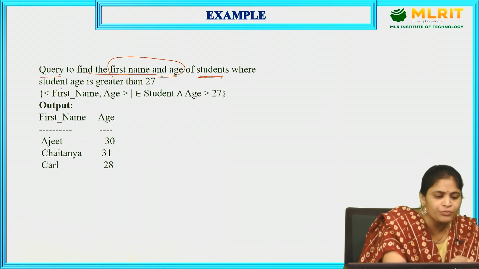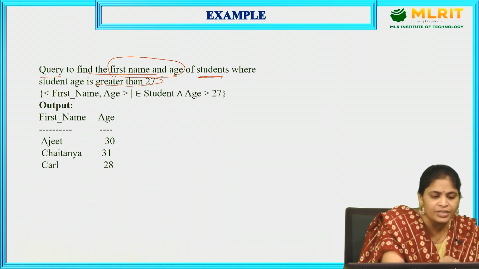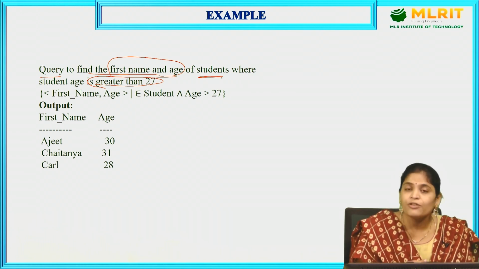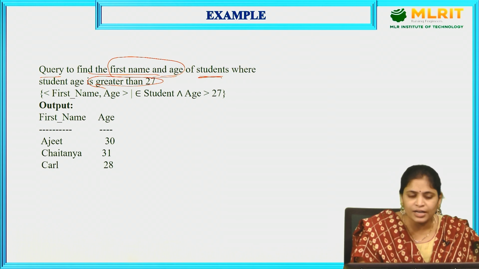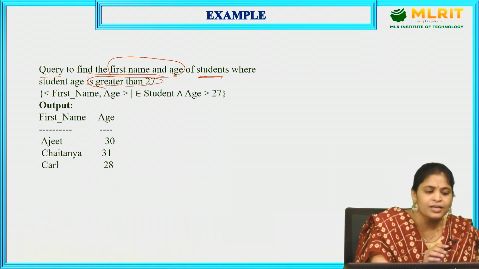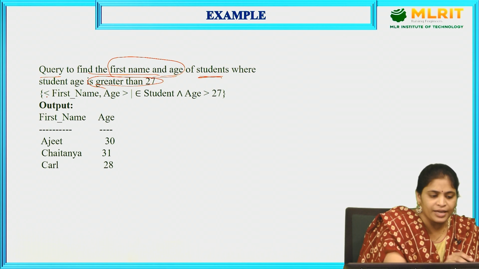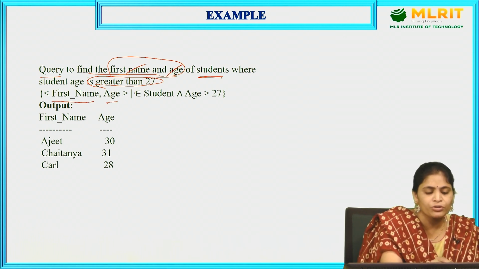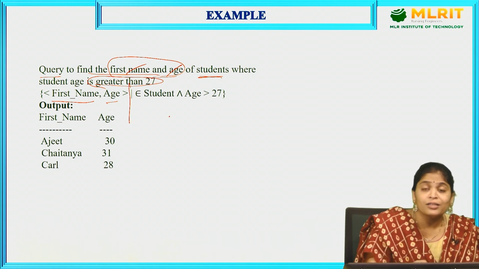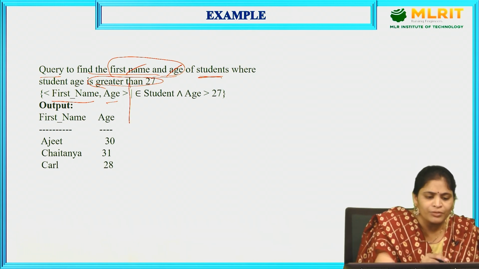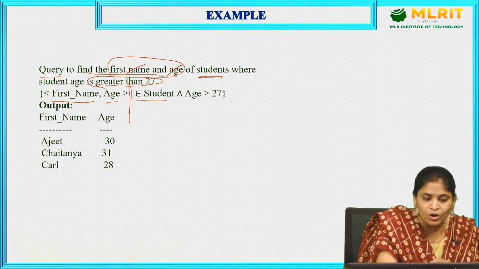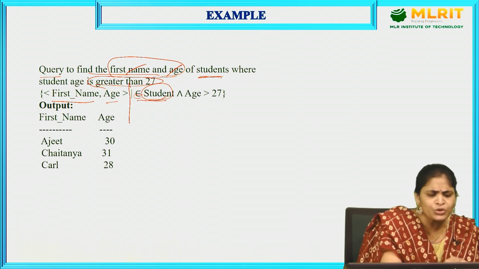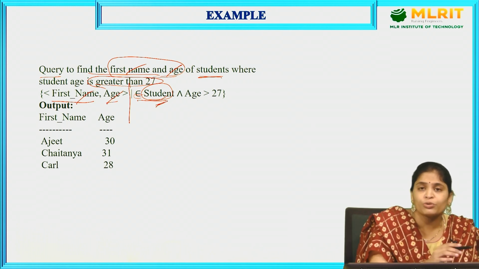What is the condition here? Student age is greater than 27. What are the columns that I am going to retrieve? First name and age, from the student table. The condition is age greater than 27. That will be represented like this. See here, first name and age are the two columns that I am going to retrieve. These two columns belong to the student table.